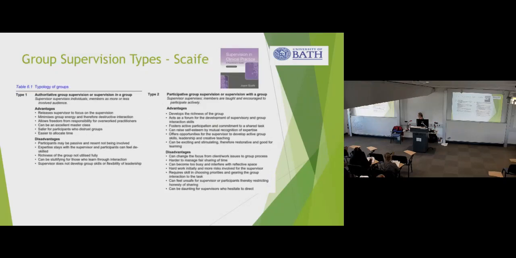The first one is authoritative group supervision, which is essentially the supervisor supervising individuals with an audience. So the group don't participate in the conversation apart from when it's their turn to present their case, and the supervisor supervises that individual with other people watching. There are advantages and disadvantages to this. The real advantages, I guess, are that you don't necessarily get the kind of difficult issues around group dynamics arising. It functions a bit like a masterclass.